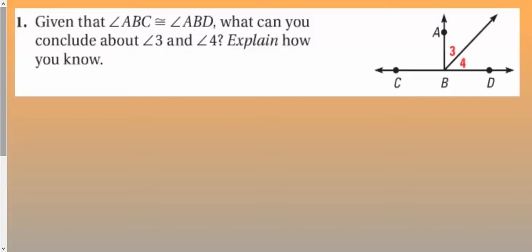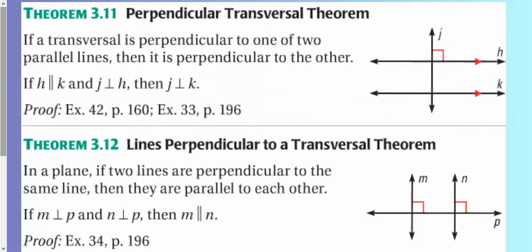Given that angle ABC is congruent to angle ABD, so these two angles here are congruent, what can you conclude about angles 3 and 4? Well, since they're congruent and a linear pair, they both have to be 90 and 90, so 3 and 4 are complementary. Pretty straightforward.